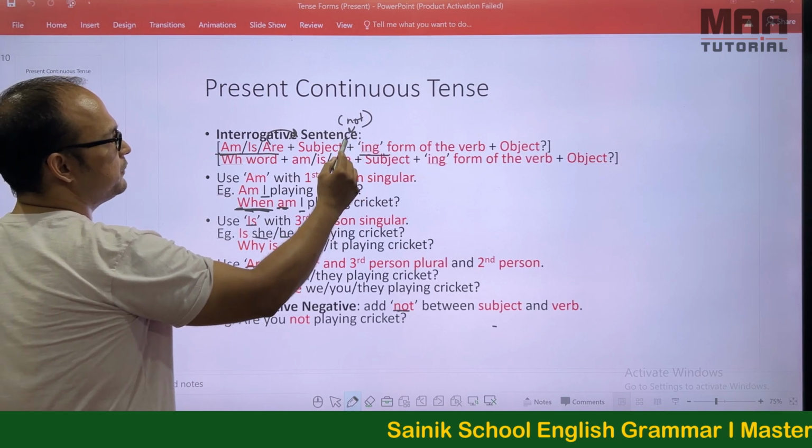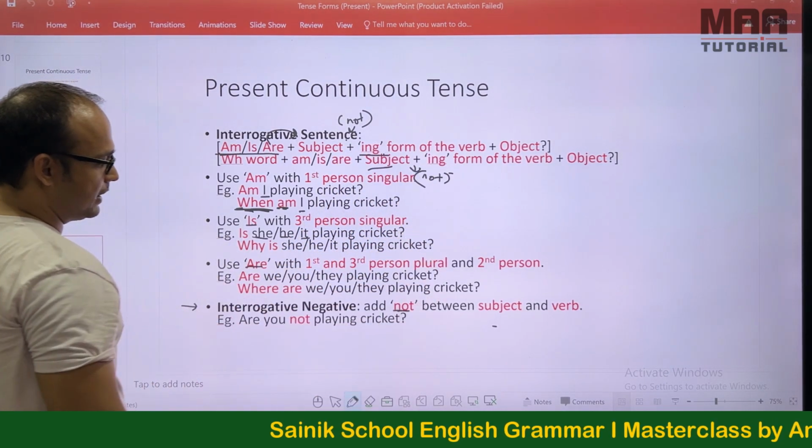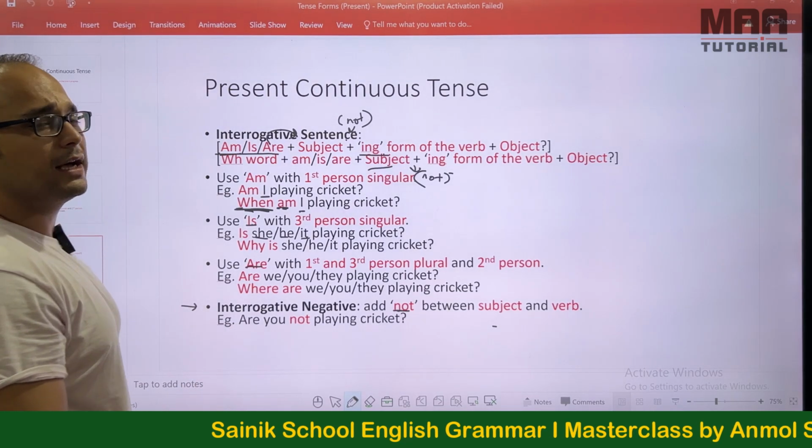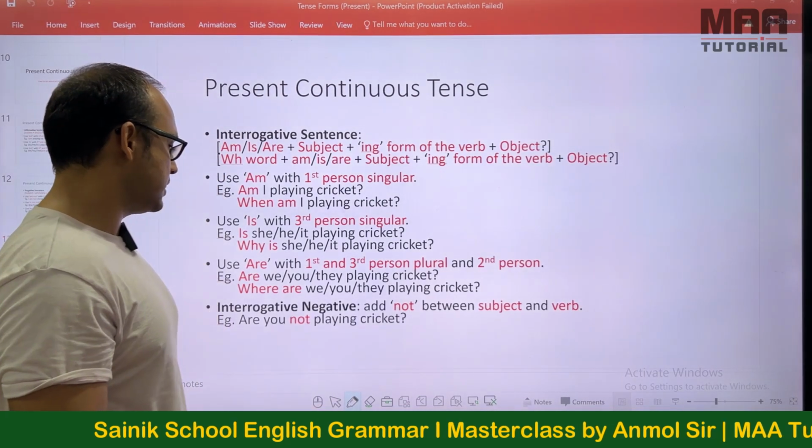And to form the interrogative negative, you can add not between the subject and the verb, as we've already said. If you add the not between the subject and the verb, it will form the interrogative negative. Are you not playing cricket? Why are you not playing cricket? When are you not playing cricket? How are you not playing cricket? Etc.